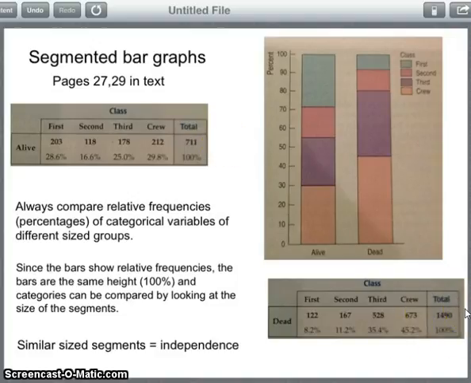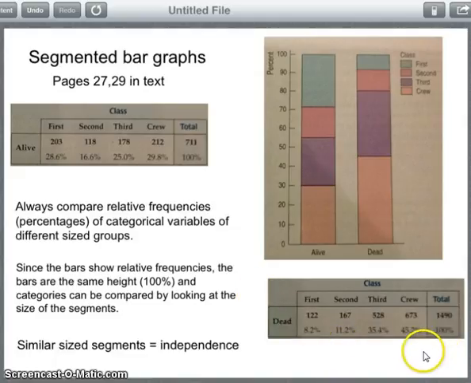If we tried to just make some kind of a graph or bar chart, just comparing the numbers in each of these categories, first, second, and third class and crew, that died and that survived, it wouldn't tell us a whole lot because we're comparing unlike groups. So when you're comparing unlike groups, you always want to compare their relative frequencies or the percentages in each category. So that's what is being done here. Notice that all the numbers we're going to be dealing with are these percentages.